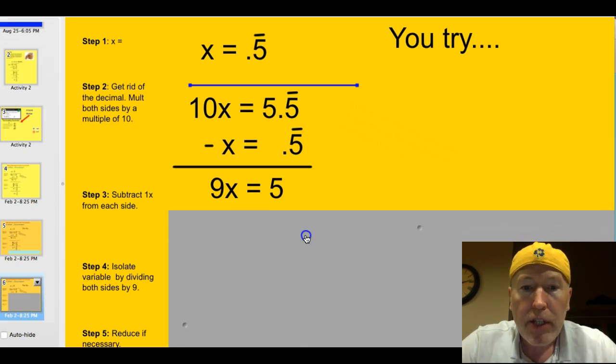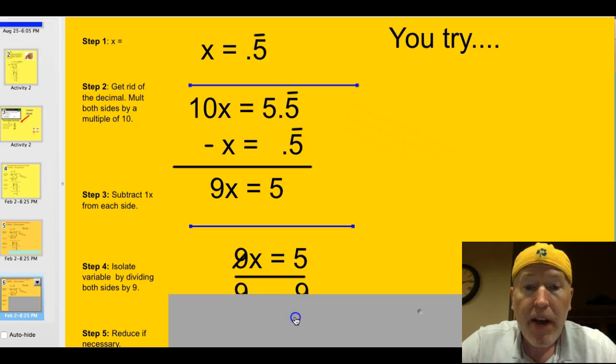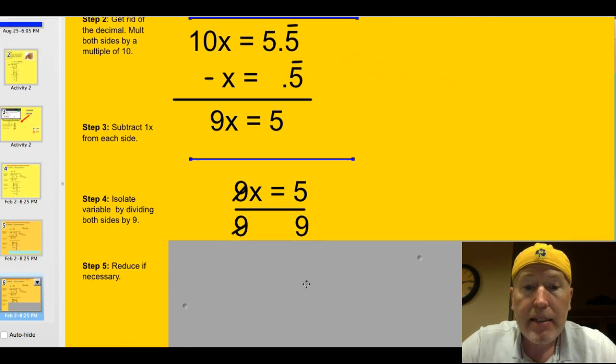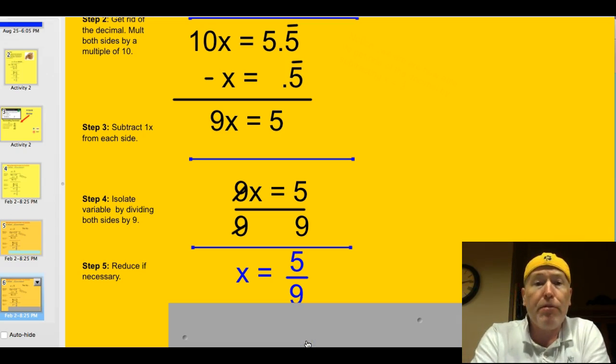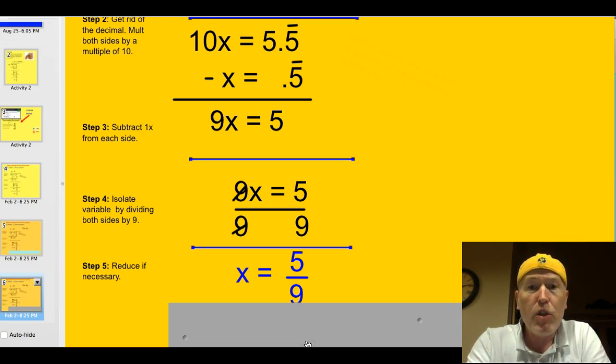So you got 9x is equal to 5. There's your one-step equation. Divide by 9 to isolate that x. x is equal to 5/9, and you can't reduce any further. That's it right there. Sweet.